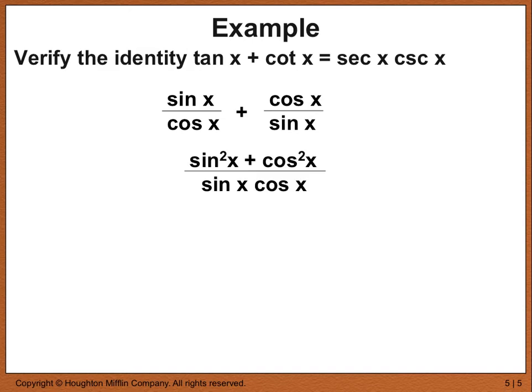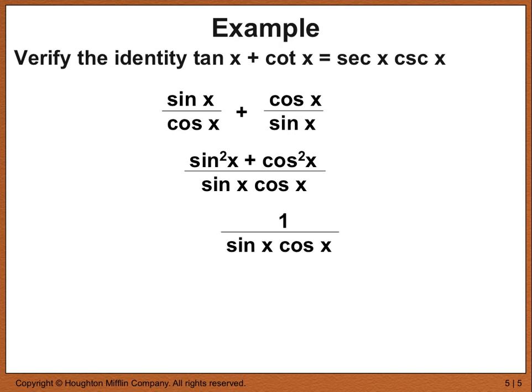Continuing now with the solution, the first thing we want to do is put them together with a common denominator. And so the common denominator is cosine x sine x. And to get that common denominator, we simply multiply that first term by sine x over sine x, and we multiply the second term by cosine x over cosine x. And we end up with sine squared x plus cosine squared x over sine x cosine x.